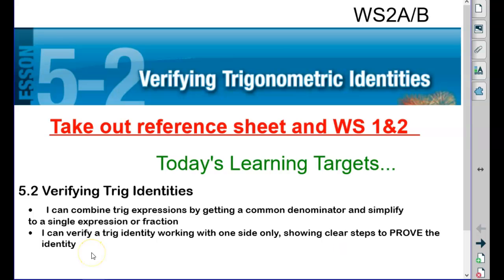Math. Today we're going to talk about verifying trig identities. I like these better than the simplify questions because at least I know where I'm trying to get to. But the thing students have trouble with is they want to work with both sides. Okay, so it says I can combine trig expressions by getting a common denominator and simplifying to a single expression or fraction. I can verify a trig identity working with only one side, showing clear steps to prove the identity.